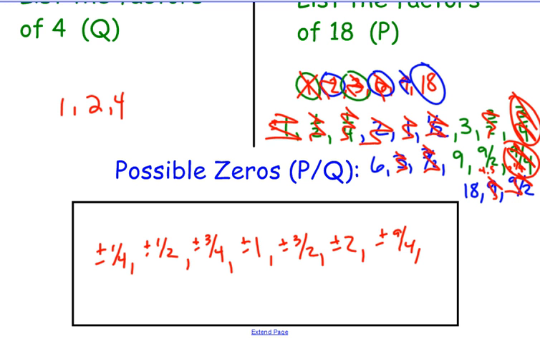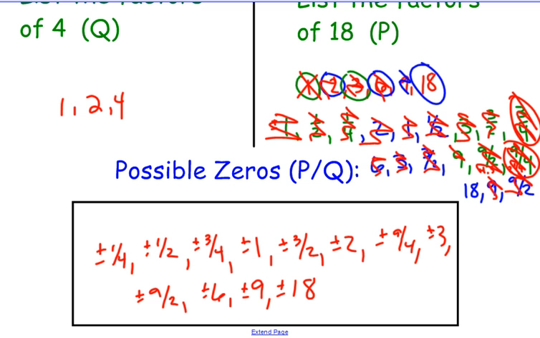And then I go to 3 next, plus or minus 3, and then anything between 3 and 6 would be this 9/2, plus or minus 9/2, and then I have no other fractions, so I can go with my integers, plus or minus 6, plus or minus 9, plus or minus 18. So 6, 9, 18. That's all of them.